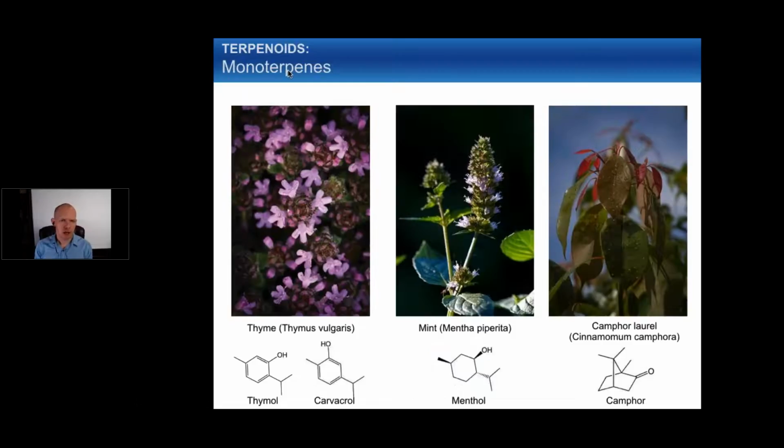So here's thyme and mint on the left. Those are both in the mint family. The compounds in thyme and oregano oil are shown at the bottom, the thymol and carvacrol. Menthol is the main active thing in mint, but you do find it in other plants as well. And then camphor laurel, which is related to cinnamon, is where you get camphor from.